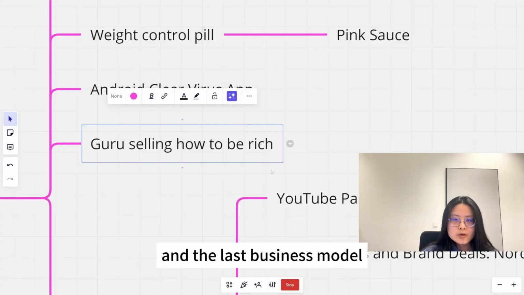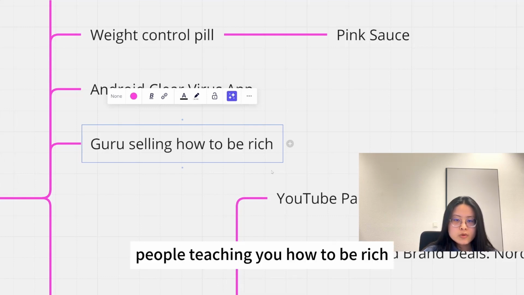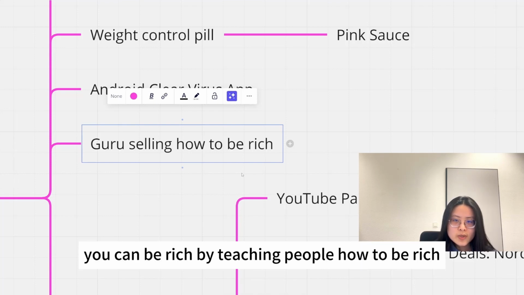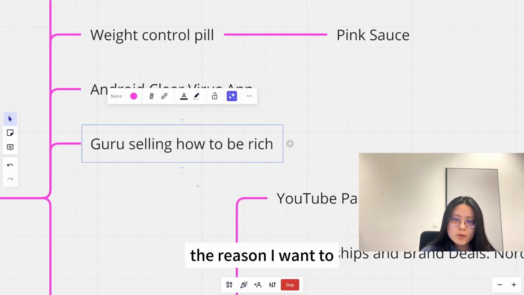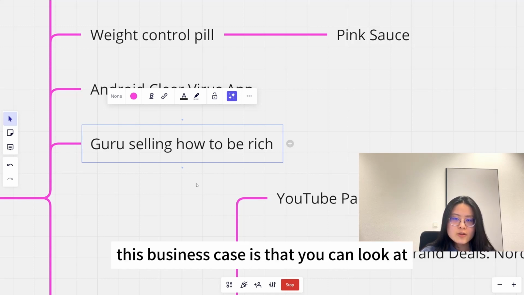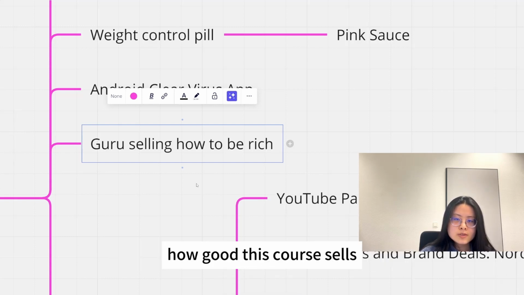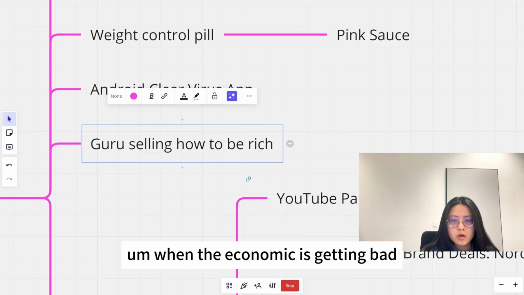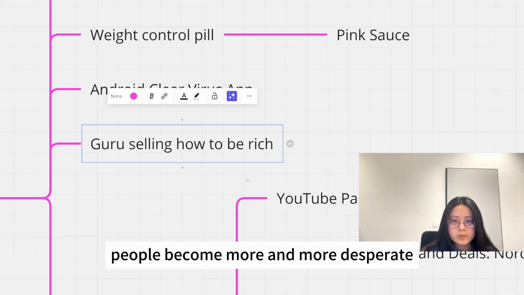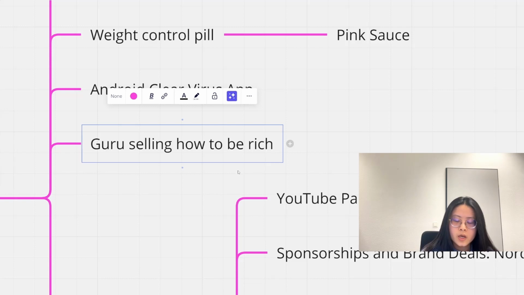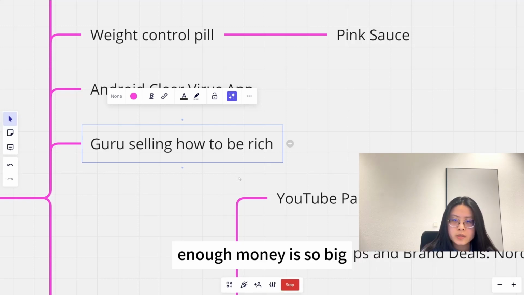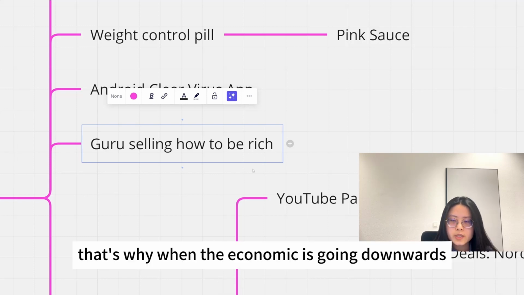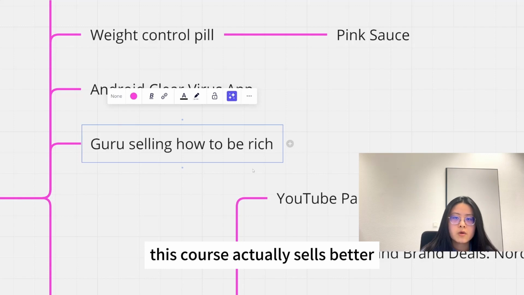And the last business model I see a lot on YouTube is people teaching you how to be rich. So it's not a secret. You can be rich by teaching people how to be rich. The reason I want to mention this business case is that you can look at how well these courses sell versus the global economic trends. When the economy is getting bad, people become more and more desperate to get money. Because the pain of not having enough money is so big, it basically outweighs their rationality in the end. That's why when the economy is going downwards, these courses actually sell better.